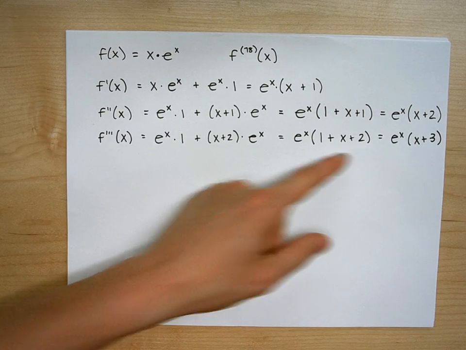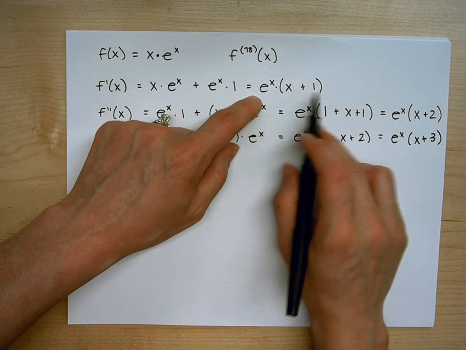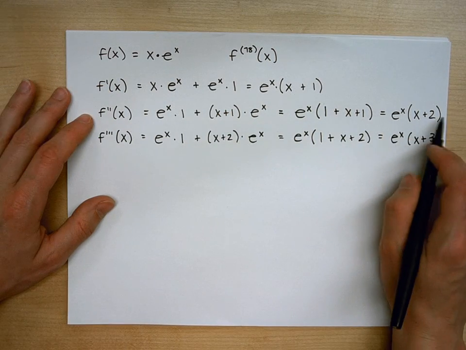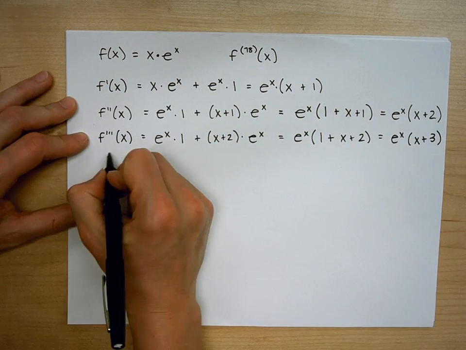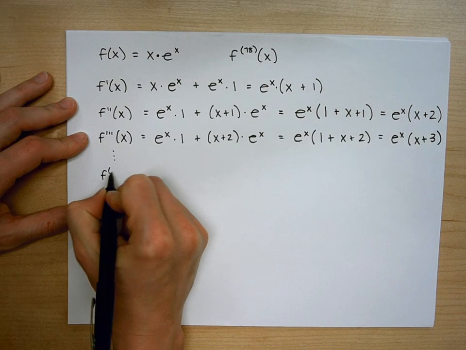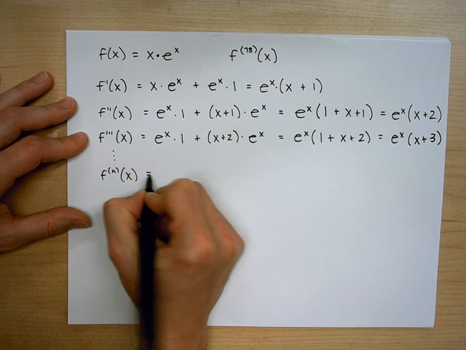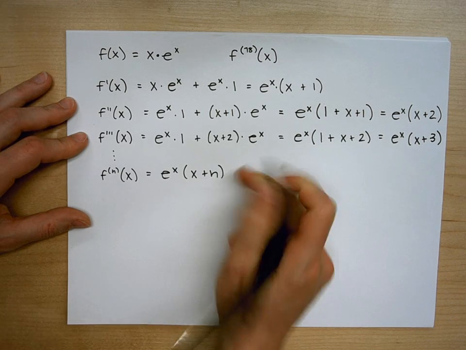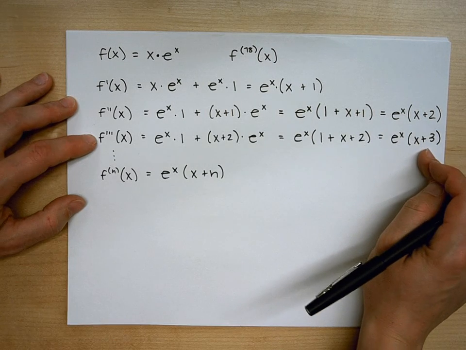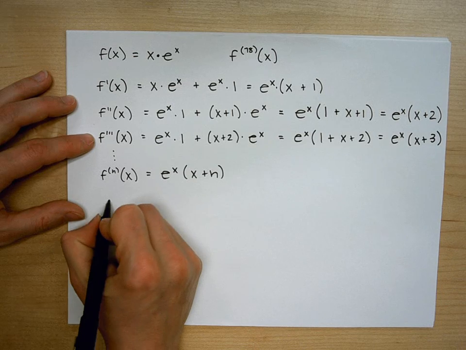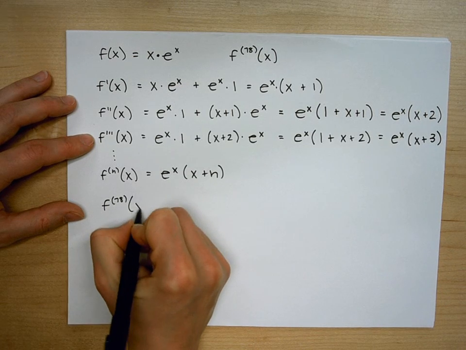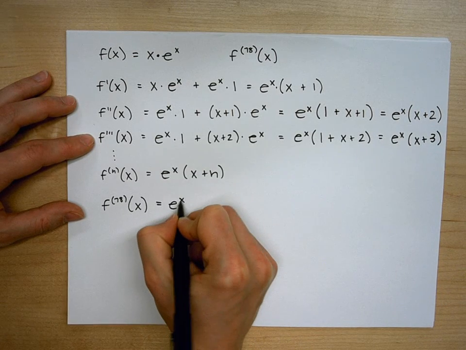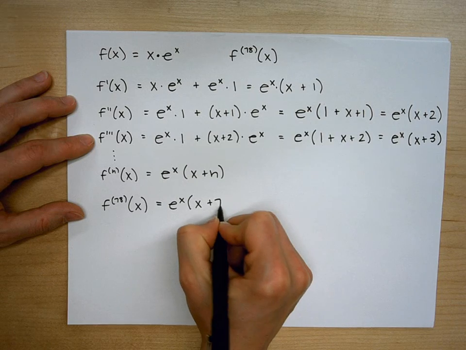First derivative was e to the x, x plus 1, e to the x, x plus 2, e to the x, x plus 3. So I can kind of see that if I do the nth derivative, it should be e to the x, x plus n, right? I'm kind of seeing that with the pattern. So then the 78th derivative would pretty simply be e to the x, x plus 78.